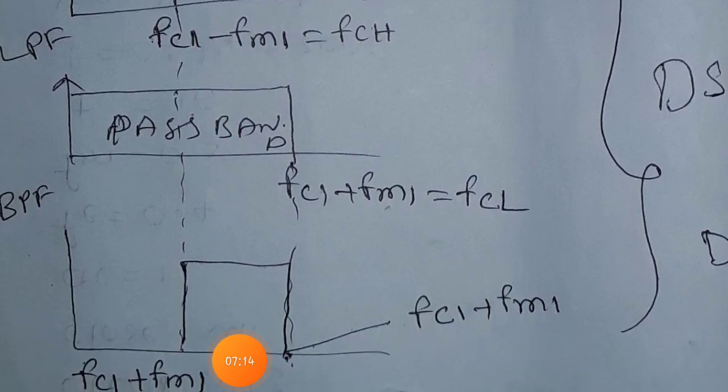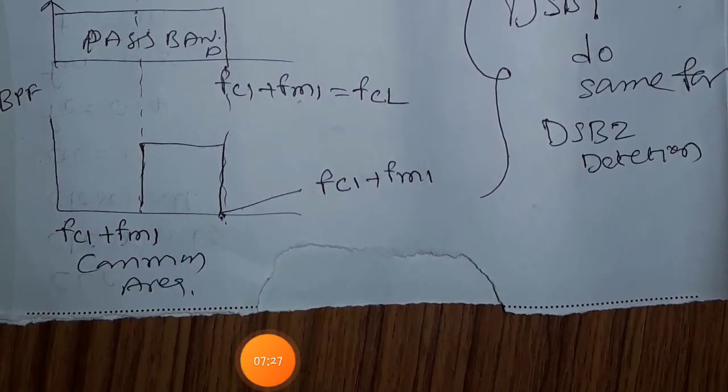Similarly, you have to take the low pass filter, having the cutoff frequency FC1 plus FM1. So it is the upper cutoff frequency. So what is the common area we have observed?